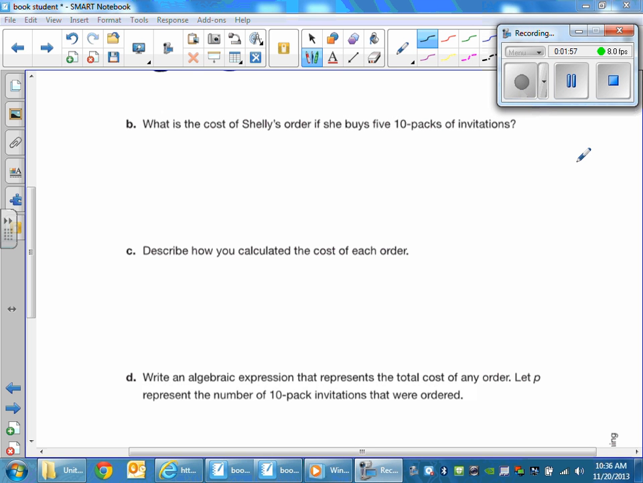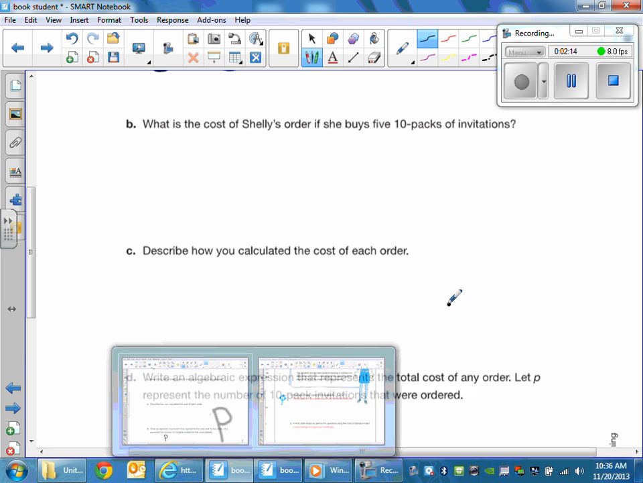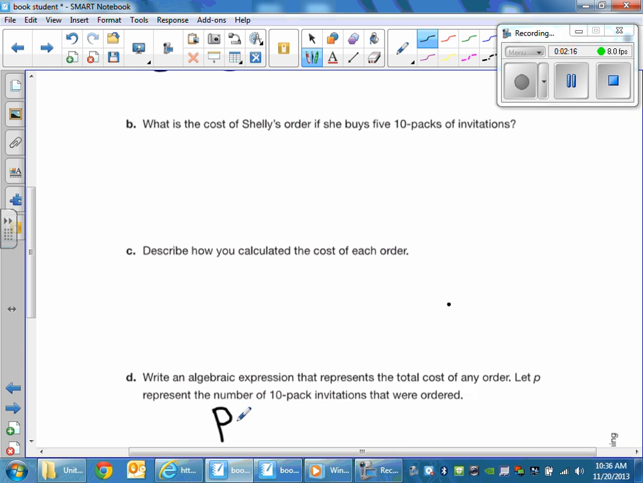All right, D, write an algebraic expression that represents the total cost of any order. So it doesn't matter if you're getting 3 or 5 or 10 or 7. Let P represent the number of 10-pack invitations that we ordered. So if P equals the invitations, how much is P? Well, it is $6, so we'll have 6 times P, plus always she's charged 5.